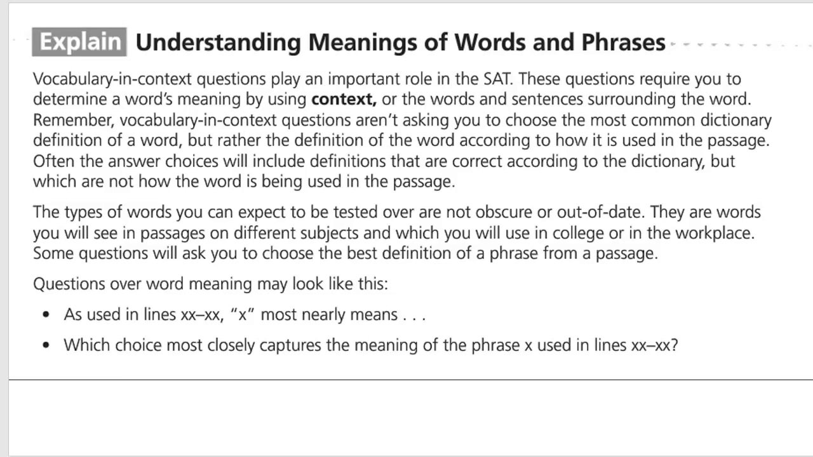Often the answer choices will include definitions that are correct according to the dictionary, but which are not how the word is being used in the passage. The types of words you can expect to be tested over are not obscure or out of date. They are words you will see in passages on different subjects and which you will use in college or in the workplace. Some questions will ask you to choose the best definition of a phrase from a passage.